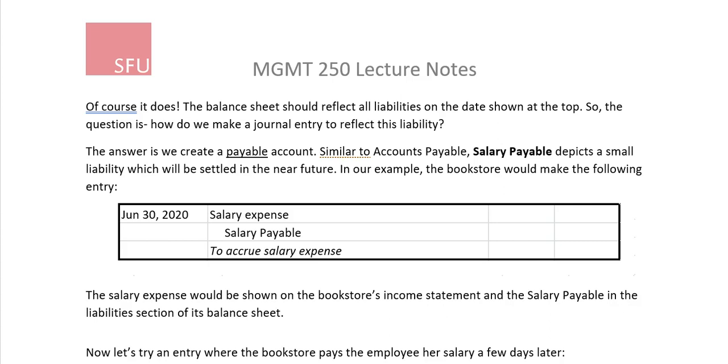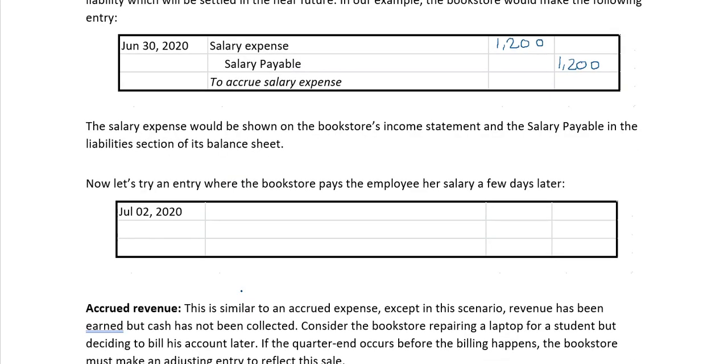So we're just taking the number from up top. The amount that we owe to our employee is $1,200. We'll plug it in as a debit for salary expense and as a credit for salary payable. And of course, the description is to accrue salary expense. The salary expense would be shown on the bookstore's income statement and the salary payable in the liabilities section of its balance sheet. Now let's try an entry where the bookstore pays the employee for salary a few days later.